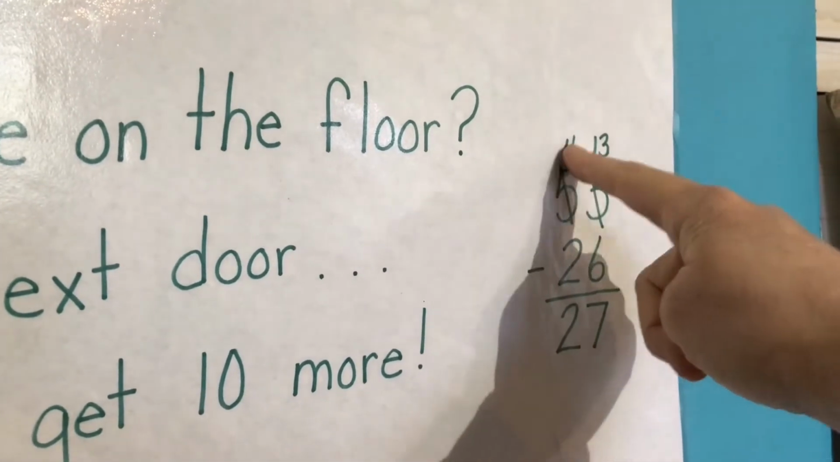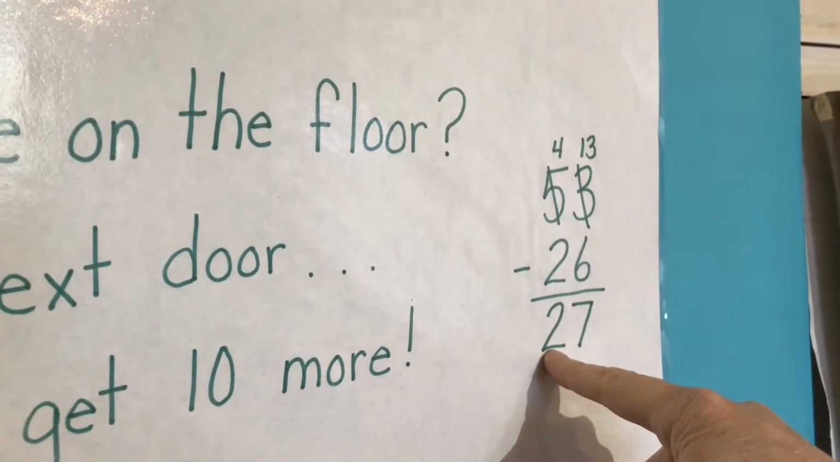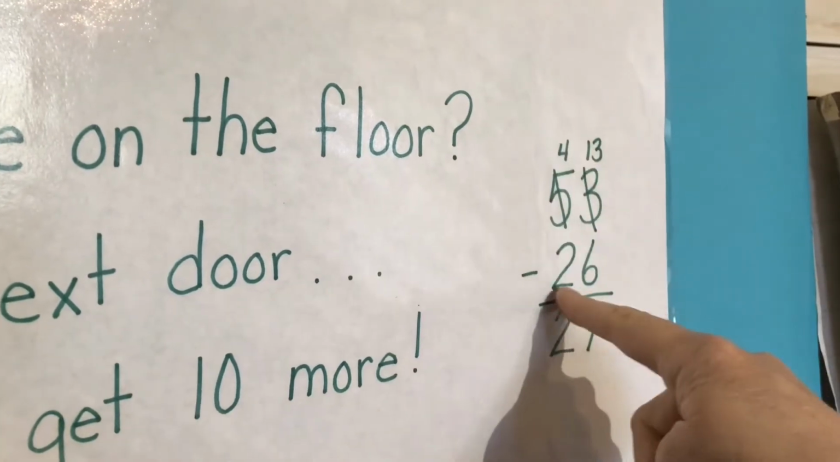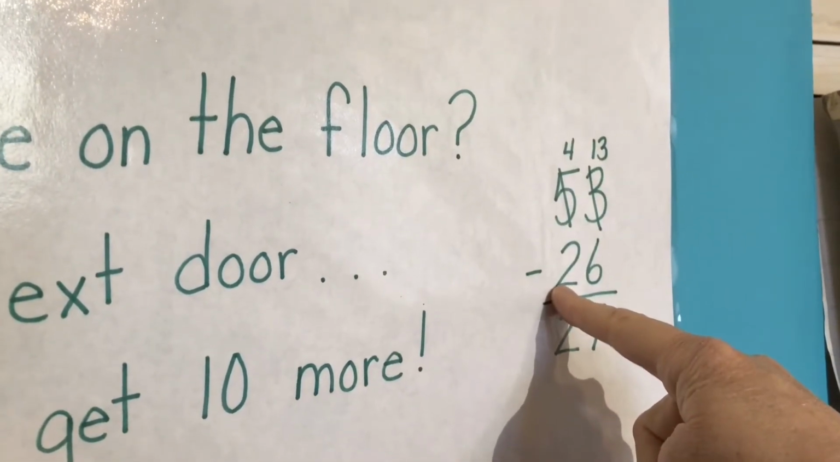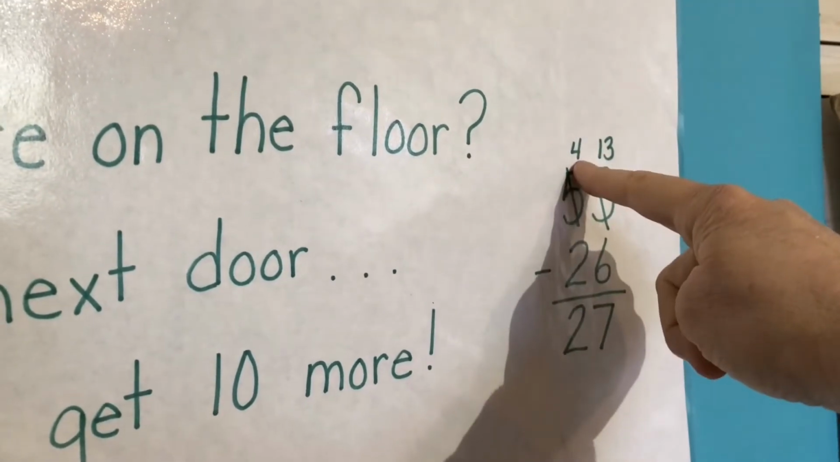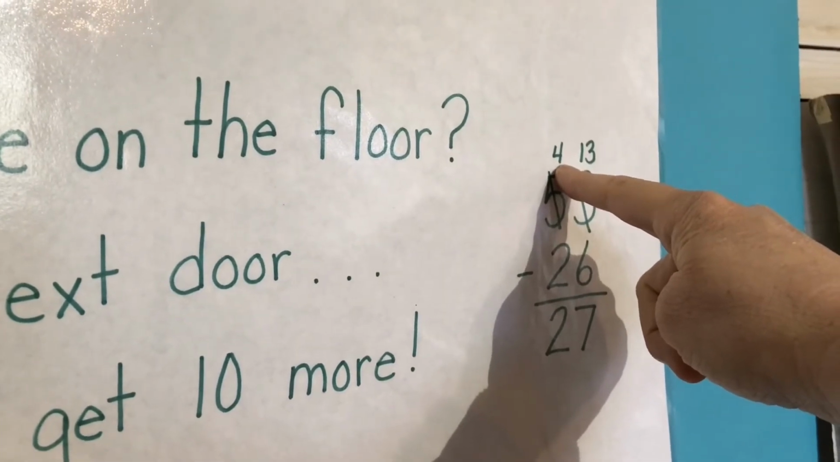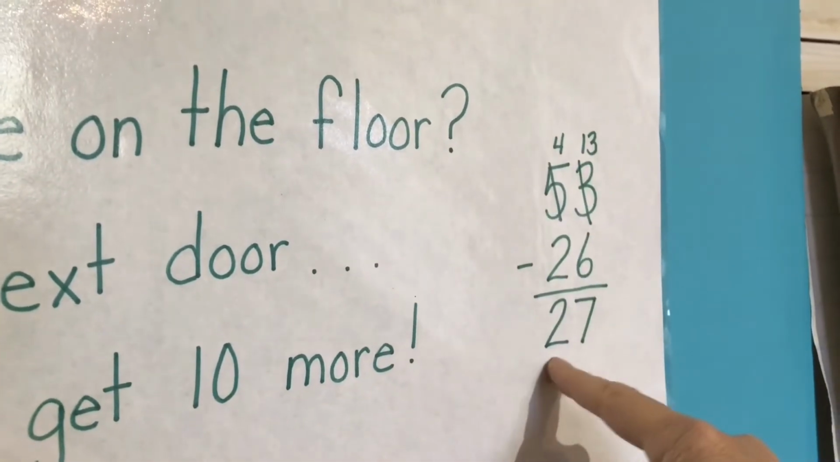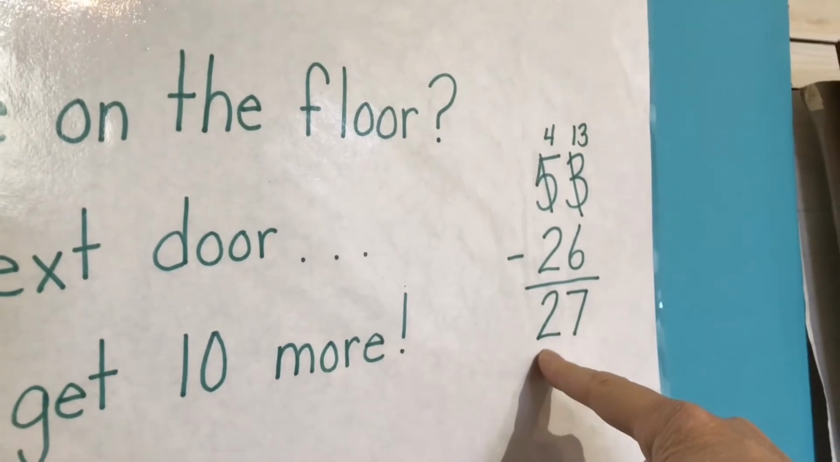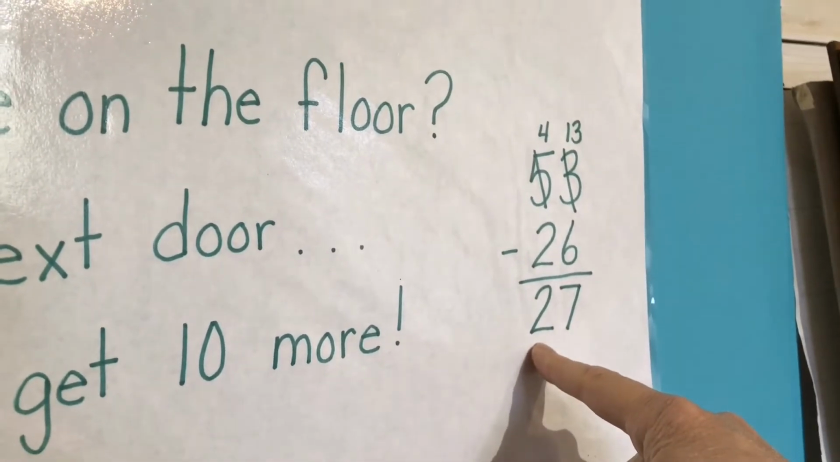And now when I look at the tens, I'm going to say that subtraction poem again. More on the top or more on the floor? You're right, 4 is bigger than 2, so more on the top. No need to stop. 4 minus 2 equals 2. So 53 minus 26 is 27.